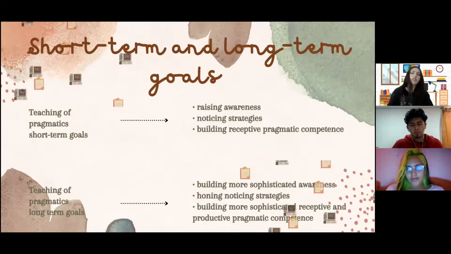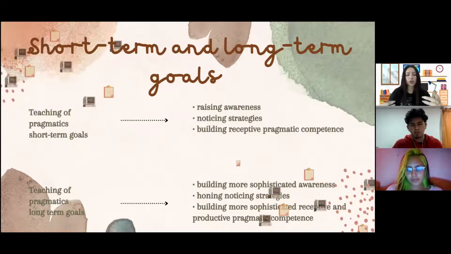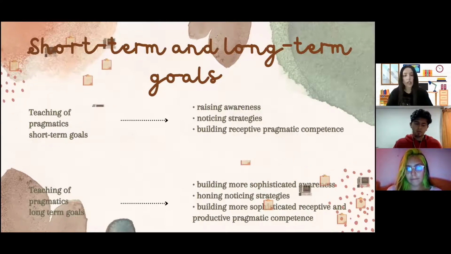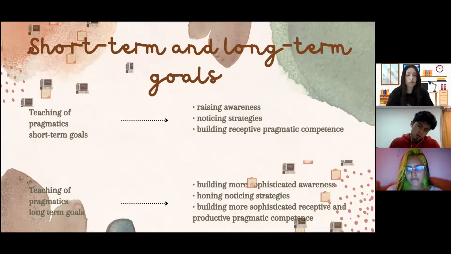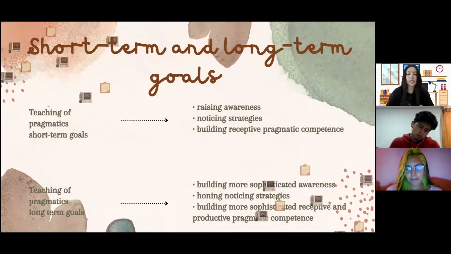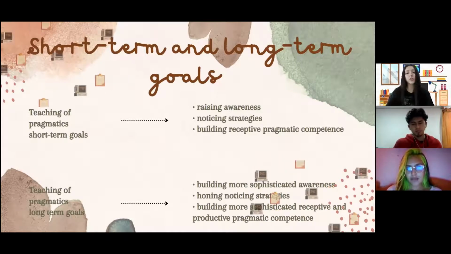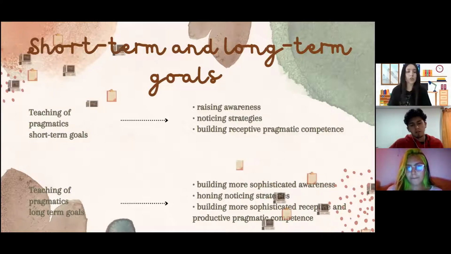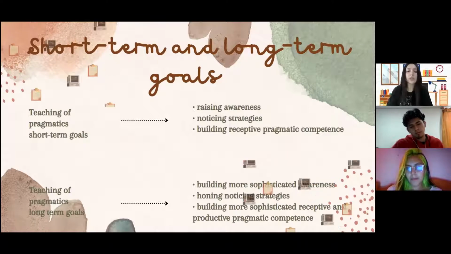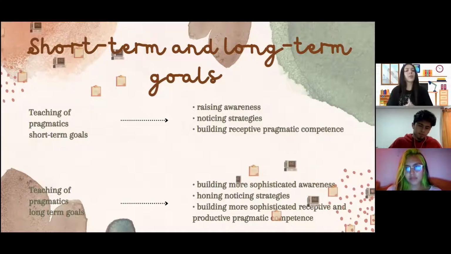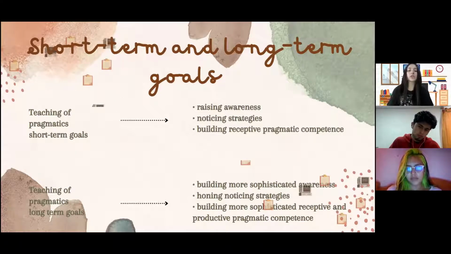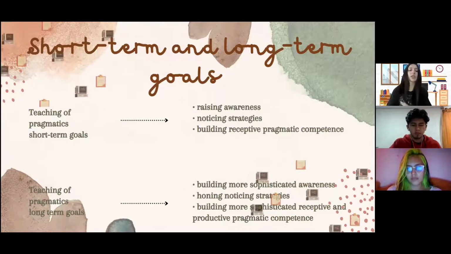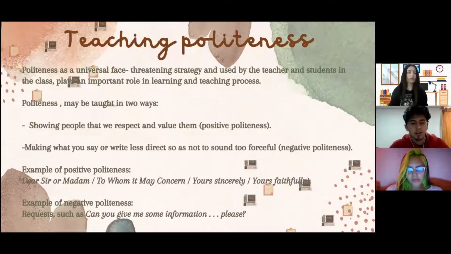So let's continue with short-term and long-term goals. Short-term goals for language teachers should be to systematically raise core issues of pragmatics. This is a matter of consciousness raising and noticing. The longer-term goal is that as a result of consistent awareness building, learners will be able to perform L2 pragmatics at least to some degree. These are the short-term goals: raising awareness, noticing strategies, and building receptive pragmatic competence. And the long-term goals of teaching pragmatics: building more sophisticated awareness, honing noticing strategies, and building more sophisticated receptive and productive pragmatic competence.